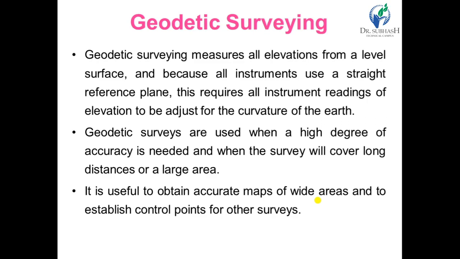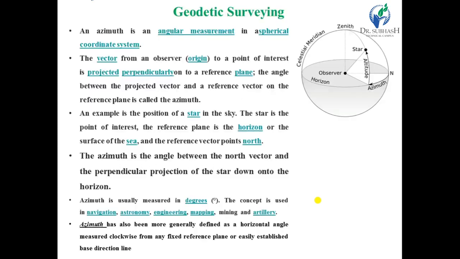Geodetic surveying is generally used when a high degree of accuracy is needed, or when the survey will cover a long distance or a larger area, like square kilometers or miles. It is useful to obtain accurate maps of wide areas and to establish control points for other surveys. Now, some terminology is used in geodetic surveying.